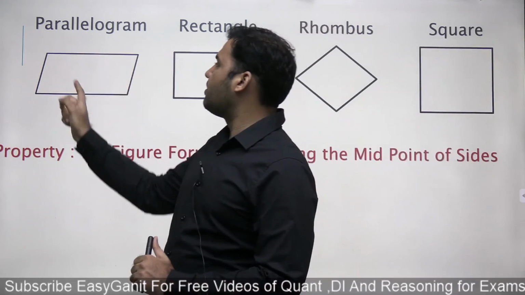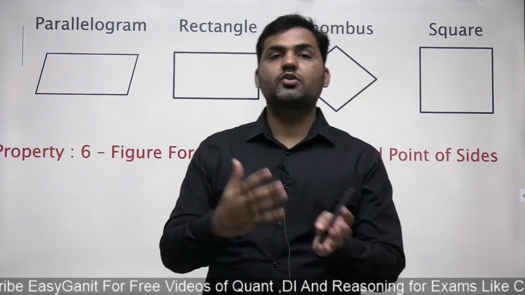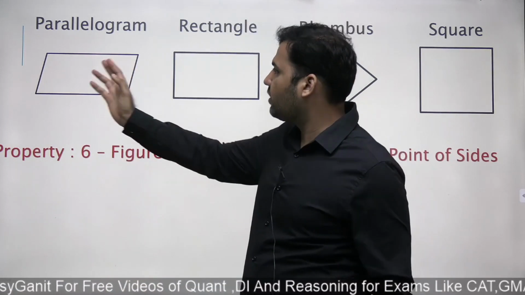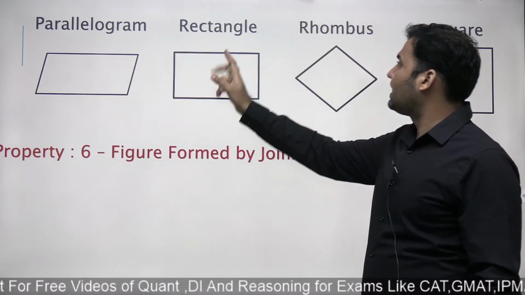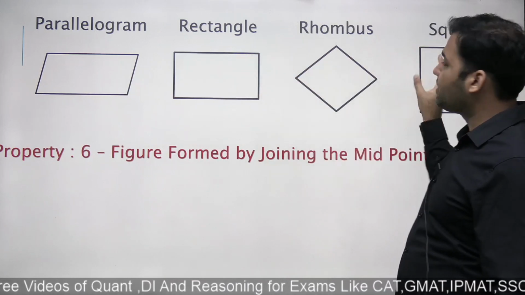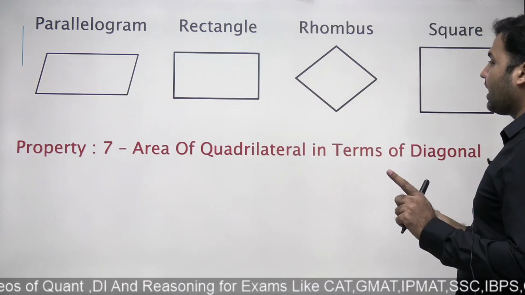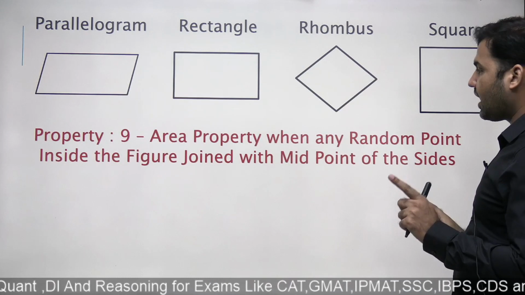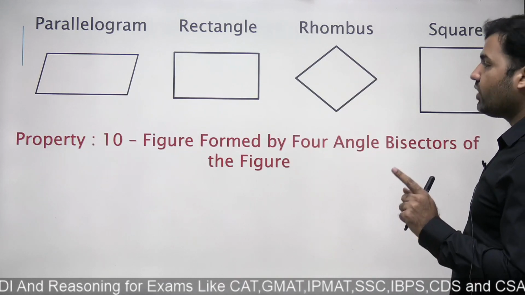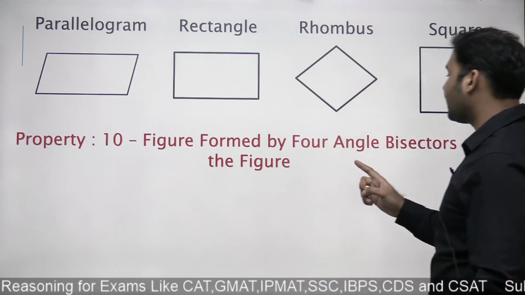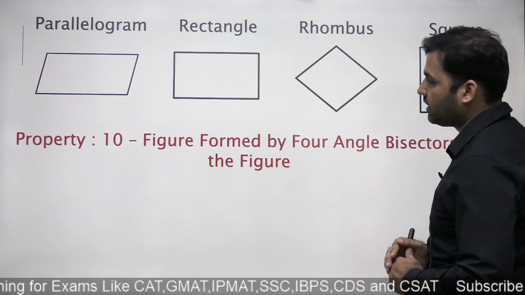इन सभी फिगर के midpoints को join करने से जो फिगर होगा उसको हम क्या बोलेंगे? We have covered it कि पैरेललोग्राम में पैरेललोग्राम बनता है, रेक्टेंगल में रोम्बस, रोम्बस में रेक्टेंगल एंड स्क्वायर के अंदर स्क्वायर. But now here in this property number 9, property number 10, we are going to discuss the figure formed by the four angle bisector of the figure.